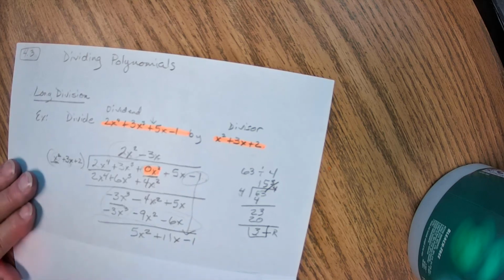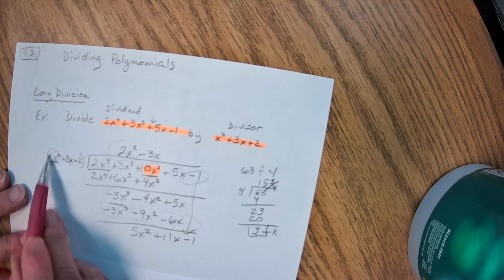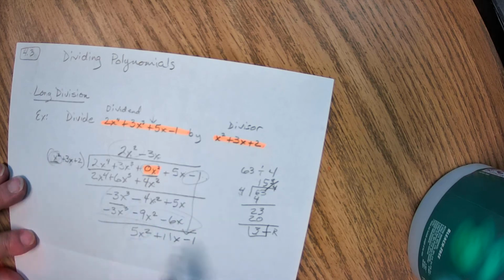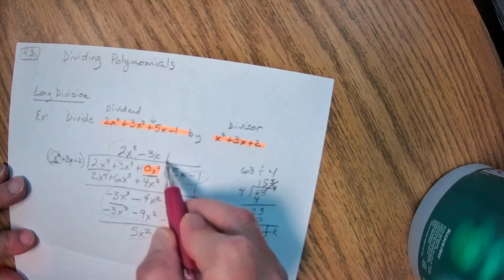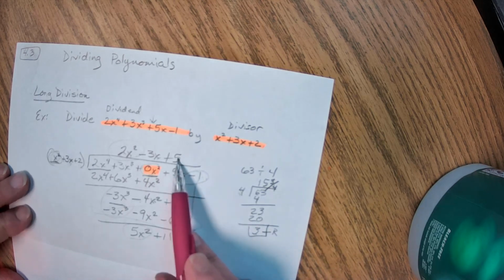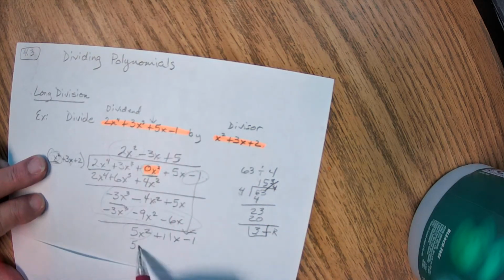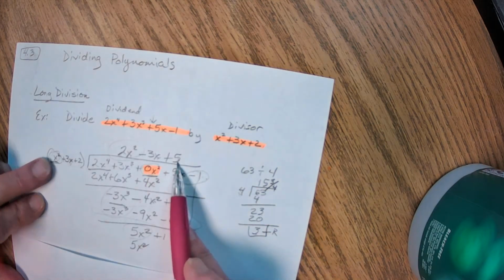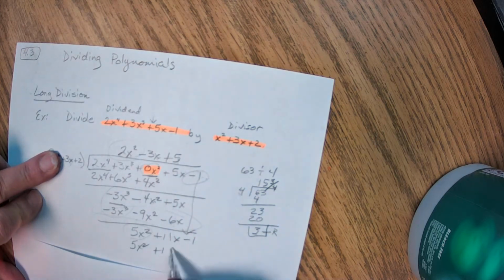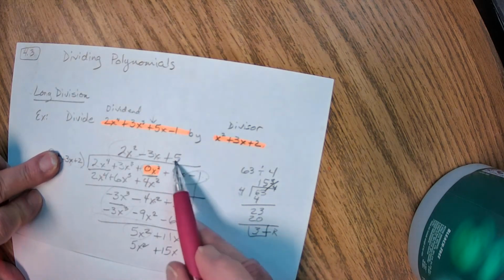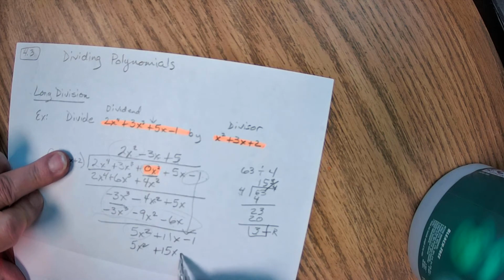Okay? So now, what do I have to multiply this by to get this? And the answer is a positive 5. 5 times x squared is 5x squared. 5 times 3x is a positive 15x. 5 times 2 is 10.